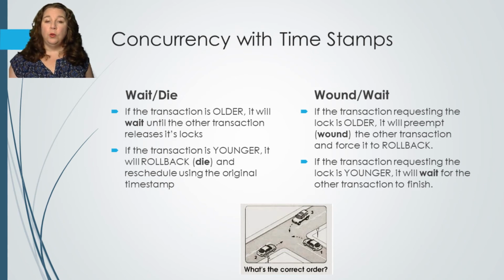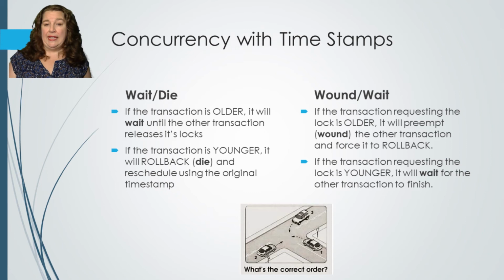So if the older one is set at 12 o'clock and the younger one is set at 1 o'clock, the younger one dies, it gets rolled back, and it gets rescheduled still with that 1 o'clock timestamp. The older one, as soon as the younger one has released its locks, will be able to finish and move on. If another transaction comes in with that 2 o'clock timestamp, it's okay because the younger one is now the older of those two, so it will go next. So being able to do the wait-die concurrency allows each one to decide who gets to go next by whether or not it's older or younger.